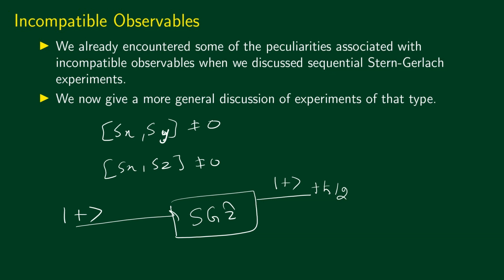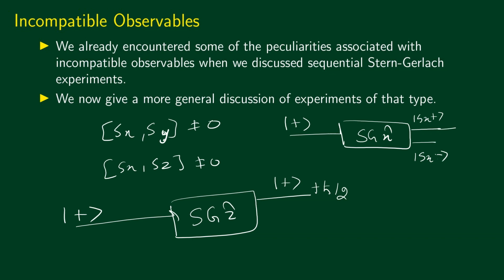But what happens if I take a beam characterized by ket plus and send it to an SGx hat apparatus? Then I'll get two beams, one corresponding to Sx plus and the other characterized by Sx minus. Now if I send this to an SGz hat apparatus, I'll get two beams: one beam corresponding to ket plus and another characterized by ket minus. Let me block this here. So what happens here? I have measured the x component of spin, and it has destroyed the previous information regarding Sz.